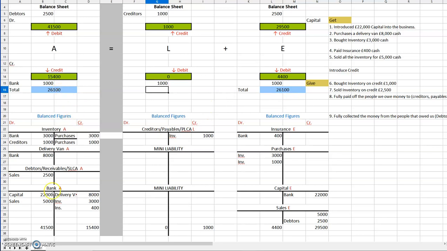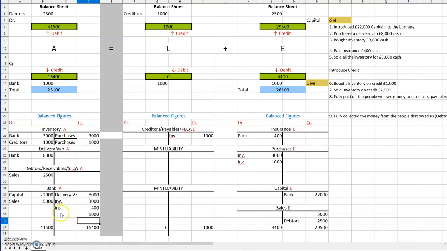Okay, so bank needs to go down. So there, bank is an asset. Okay, how do we make an asset go down? Debit or credit? Well, credit. So we go over here and we put 1,000. Okay, so you can see straight away that the blues have gone down.